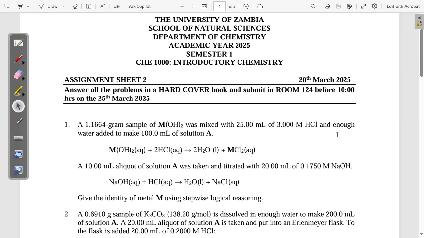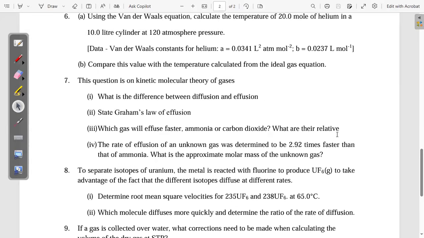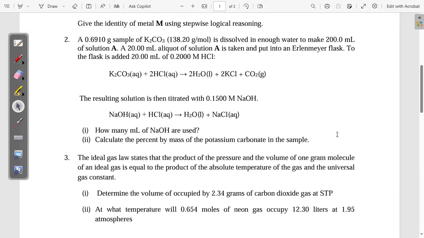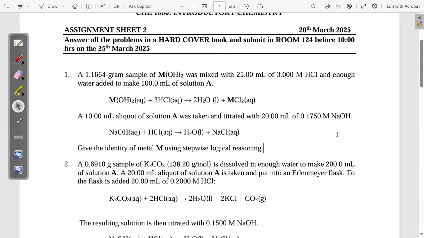This assignment sheet has about how many questions? 10 questions. Okay, so we are going to provide solutions to all these questions here. So we start from question 1 there.